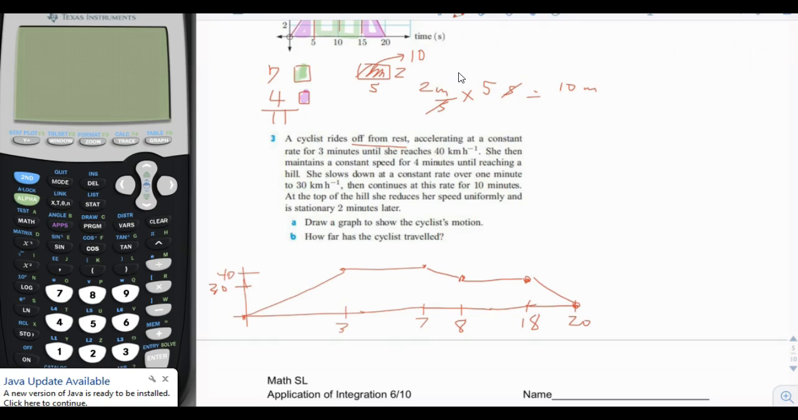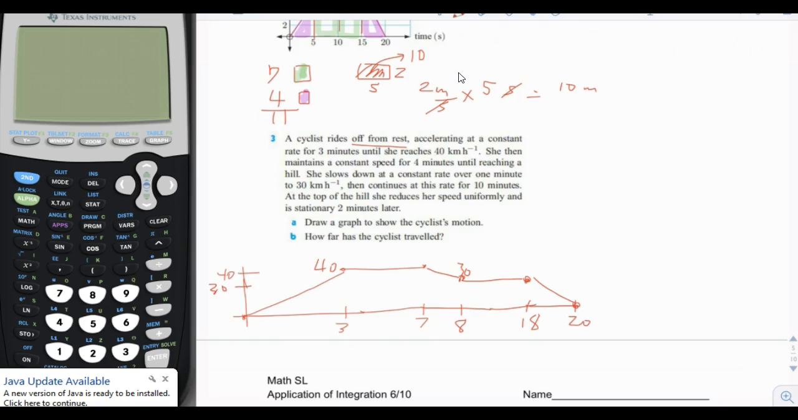So starts at 0, accelerates at a constant rate for 3 minutes until she reaches 40. That's 40. She maintains that speed for 4 minutes. She slows down at a constant rate for 1 minute to 30. And then continues at this rate for 10. That would be 18 minutes. And then at the top of the hill, she reduces her speed uniformly and is stationary 2 minutes later. So, yes. Okay. Draw a graph to show the cyclist's motion.